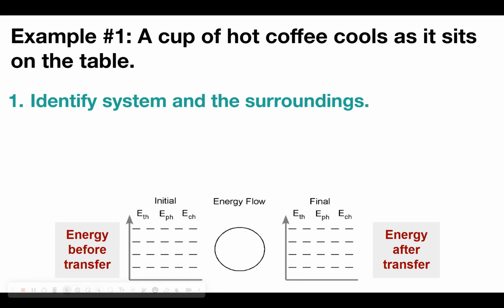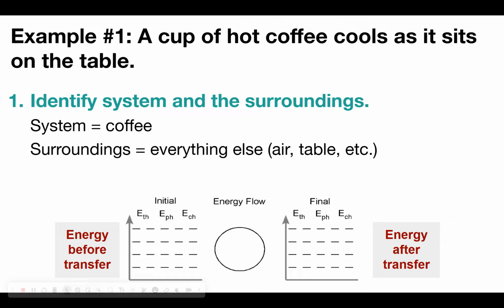So when we look at an example here, number one, a cup of hot coffee cools as it sits on the table. We first need to identify the system and its surroundings. Our system is simply coffee. The surroundings is everything else, the air around the coffee cup, the table, and then we'll write the system in the circle, which is just coffee.